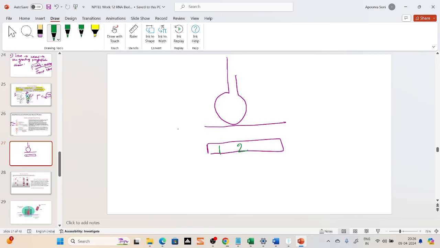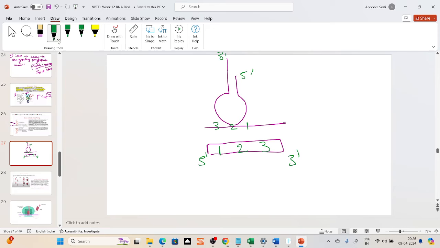One, two, three. 3, 2, 1. Why is it like this? Because this is the 5' end, this is the 3' end. So the code we will start reading from the 5' end. And here, this is the 5' end, this is the 3' end.